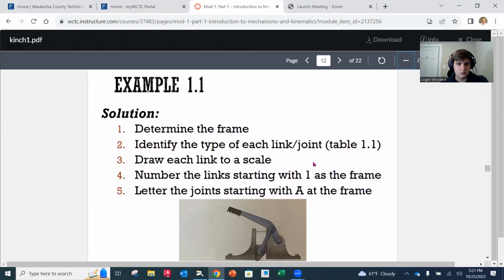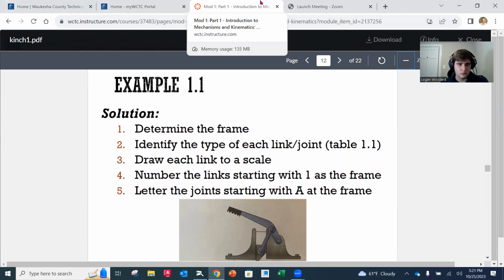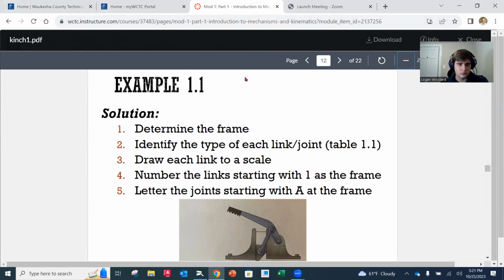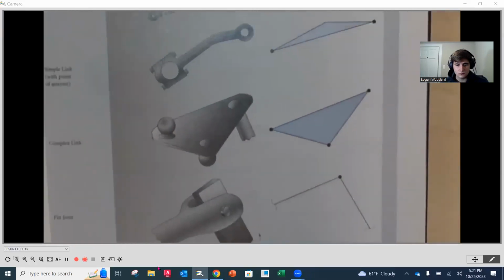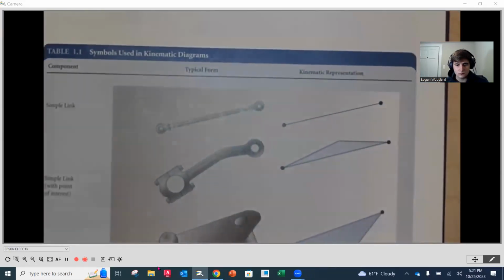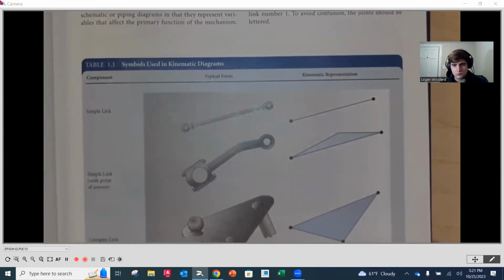Now let's look at example 1.1. We're going to go through the process of creating the kinematic diagram for this. Before we do so, we do want to look at some of the standard symbols that we're going to use for the different elements. On page 5, there is table 1.1, and table 1.1 shows all the different variations of the standard ways that we're going to show elements on our diagrams.